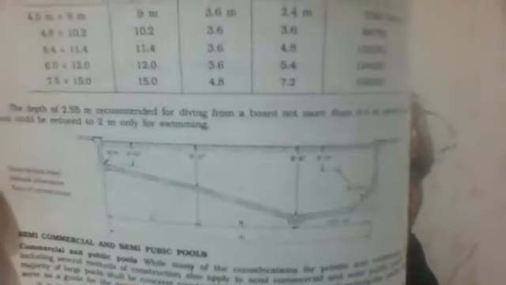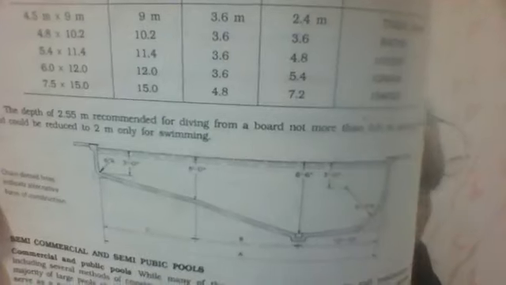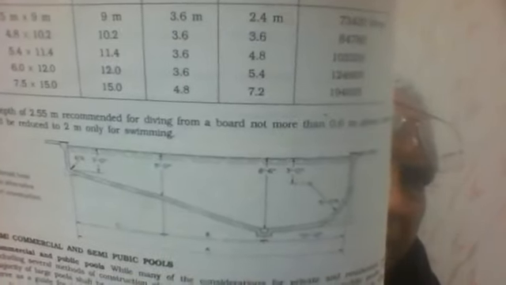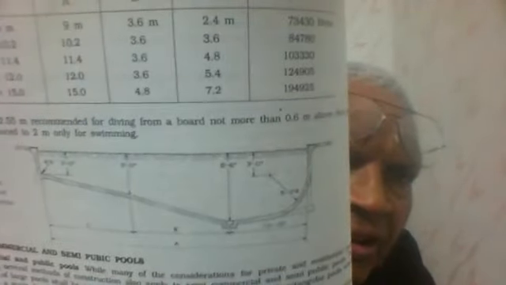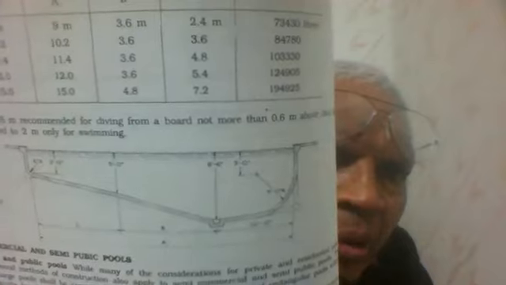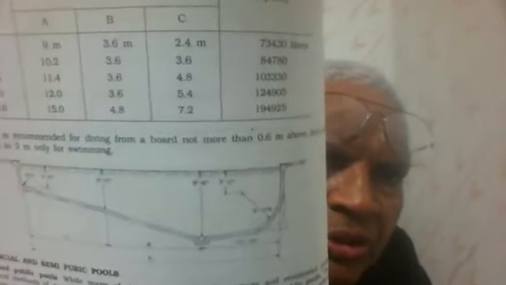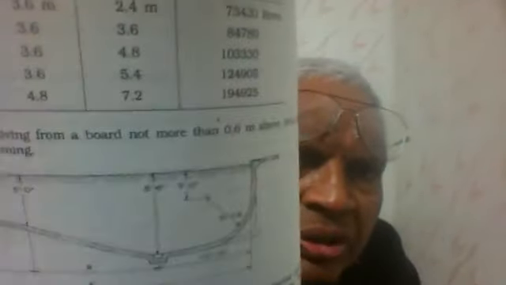This is the pool drawing. It is written depth of 2.5 meter, 2.5 meter recommended for diving. For diving from a board, not more than 0.6 meter above. I'll read it out from here. I don't see there above deck level. So it's there now. Chain dotted line indicates alternative form of construction.